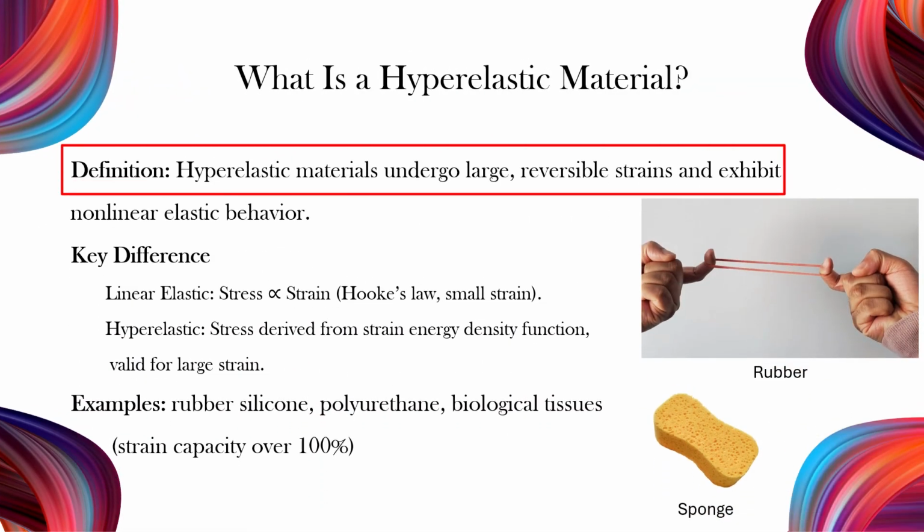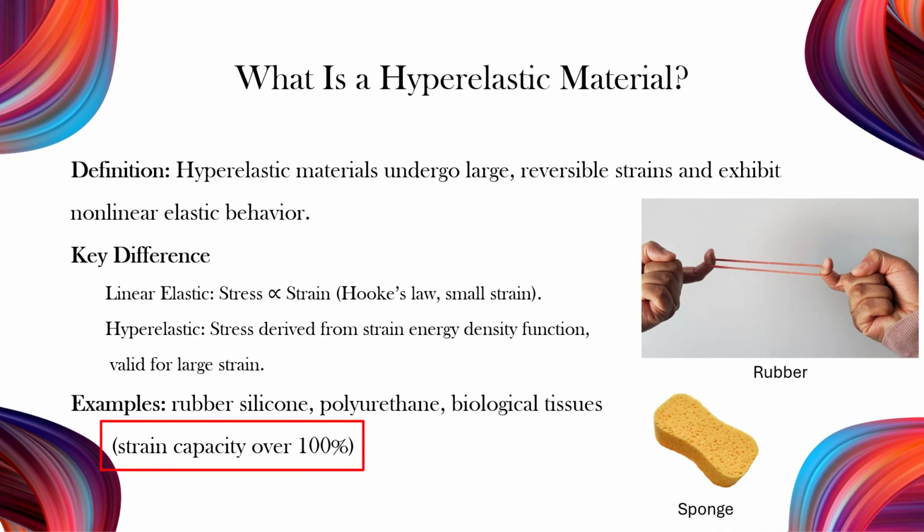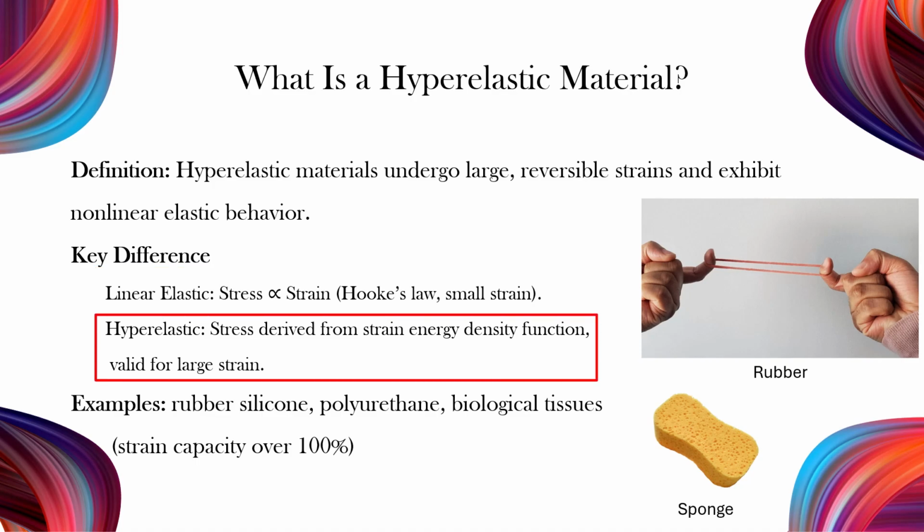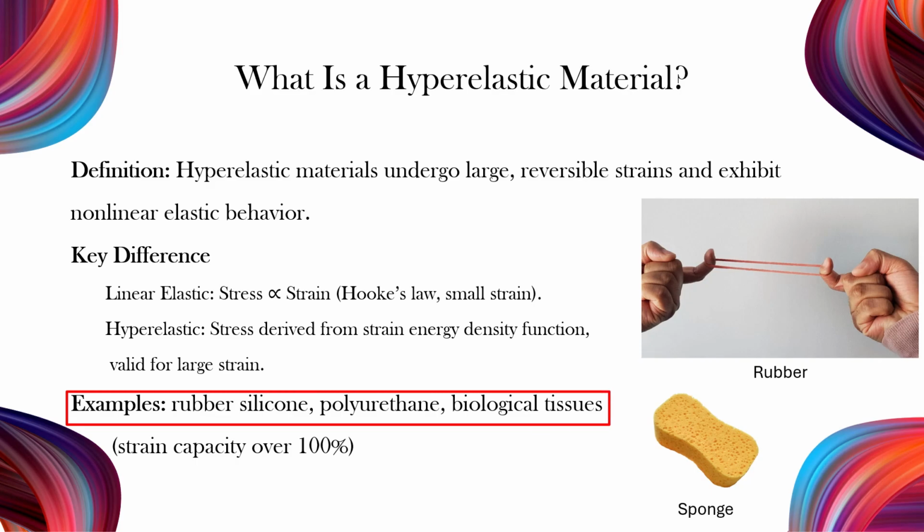Hyperelastic materials are a special class of materials that can undergo very large elastic deformations, sometimes hundreds of % strain, and still return to their original shape when unloaded. Unlike linear elastic materials, whose stress-strain relationship follows Hooke's law and remains proportional only for minor strains, hyperelastic materials exhibit a nonlinear elastic response. Common examples include rubber, silicone, polyurethane, natural latex, and soft biological tissues such as arteries or skin.